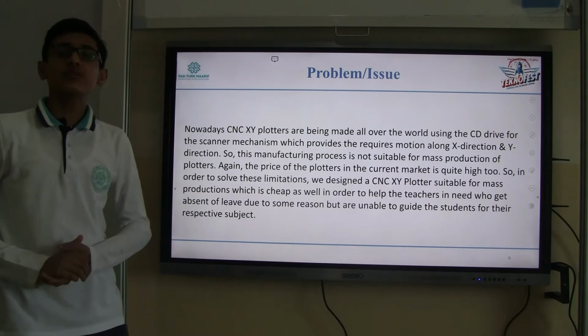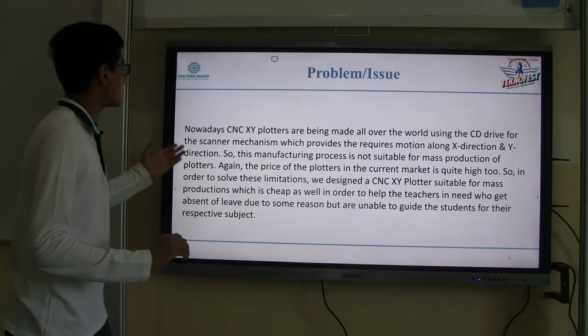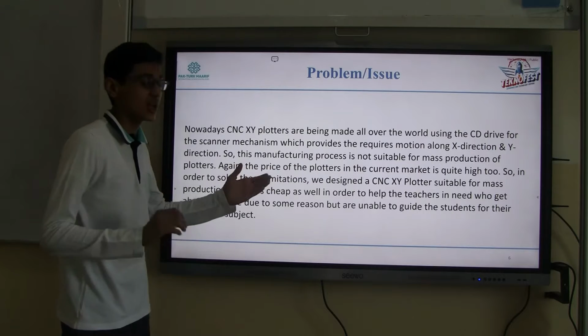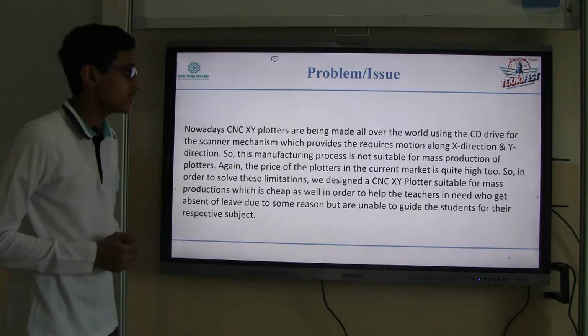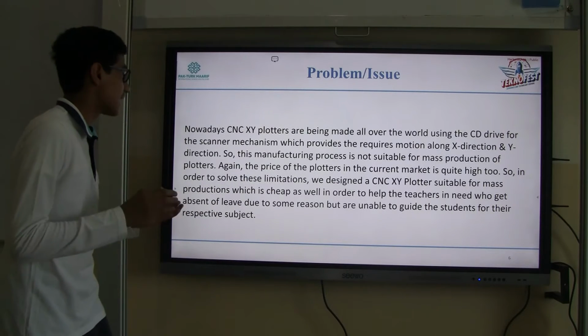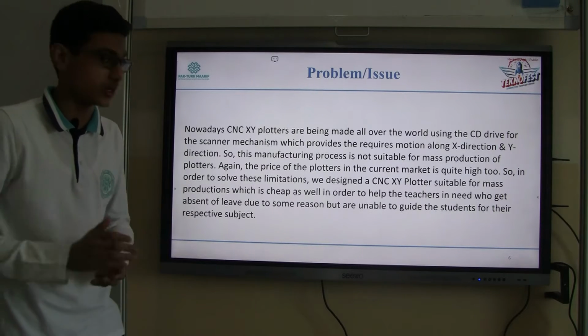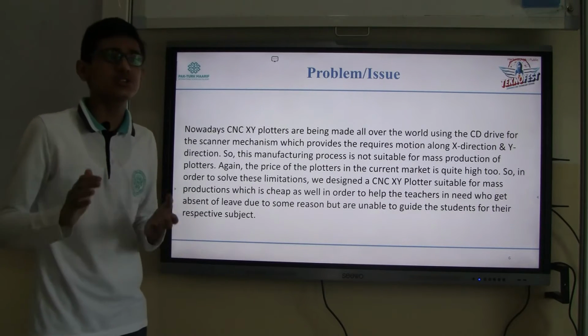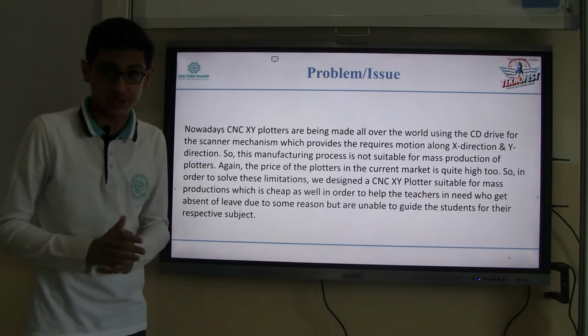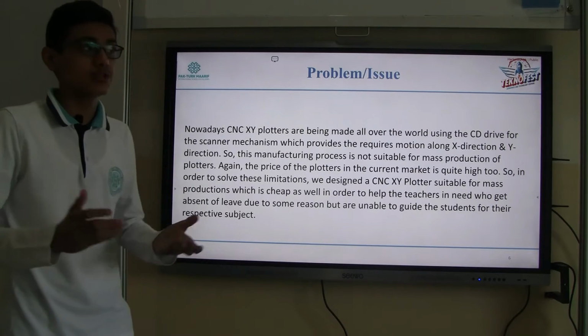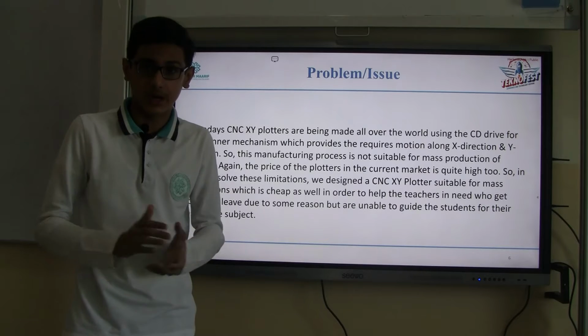The problem we are facing nowadays is that CNC XY plotters are made all over the world, but they are made with CD drives for the scanner mechanism, which requires a long X direction and Y direction. So this manufacturing is not suitable for mass production. Again, the price of the plotter nowadays is a lot higher.